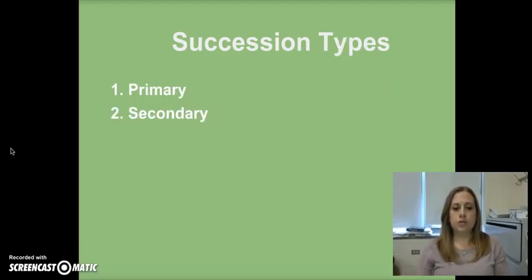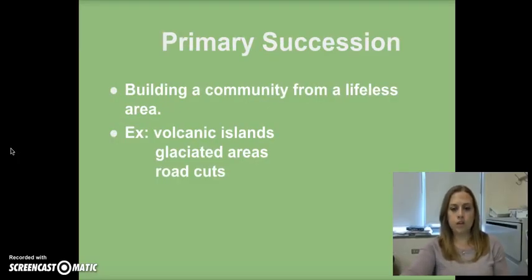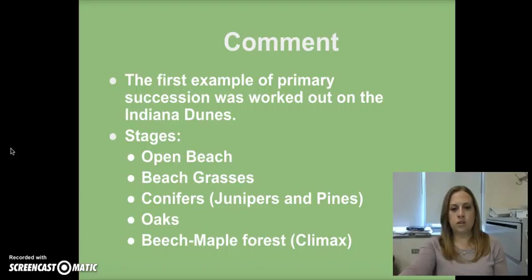We have two succession types that we also need to discuss. The first is primary succession, and this is when you're building a community from a lifeless area. This can happen because of volcanoes, so volcanic islands start through primary succession, and glaciated areas once glaciers recede. You're going to start building new communities if you have road cuts. Even if you were to walk around, we're in Chicago, and if you have, let's say, abandoned parking lots that over time have been paved over, but you start to see cracks and plants starting to grow, that is also an example of primary succession because it was a lifeless area.